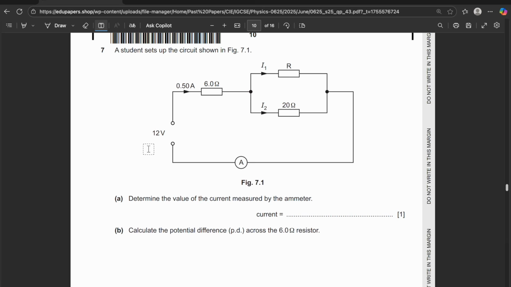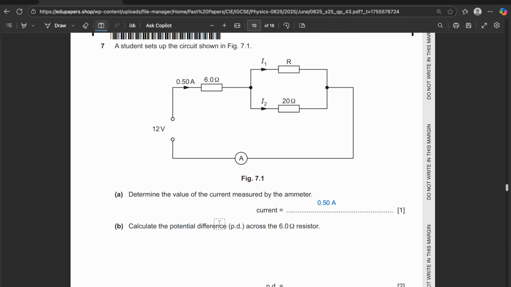7. A student sets up the circuit shown in figure 7.1. A. Determine the value of the current measured by the ammeter. The ammeter is here, and you have 0.50, the same throughout the series circuit. B. Calculate the potential difference across the 6.0 ohms resistor. We can use the equation V is equal to IR. I is 0.5, R is 6, so it will be 3.0 volts.